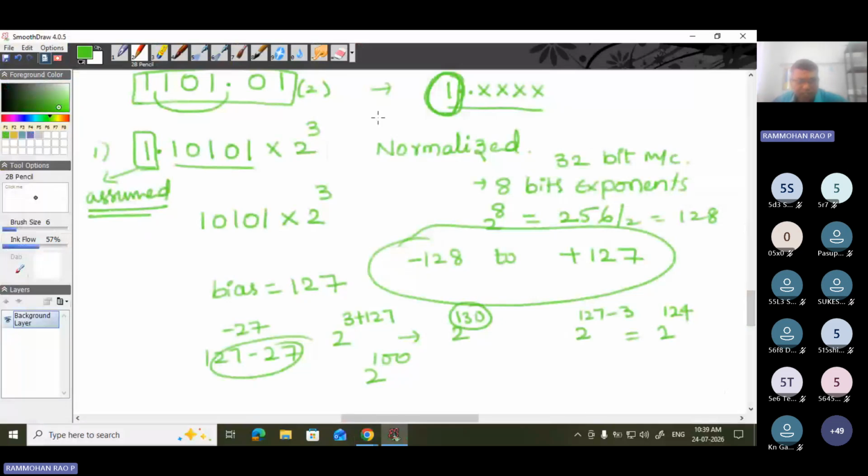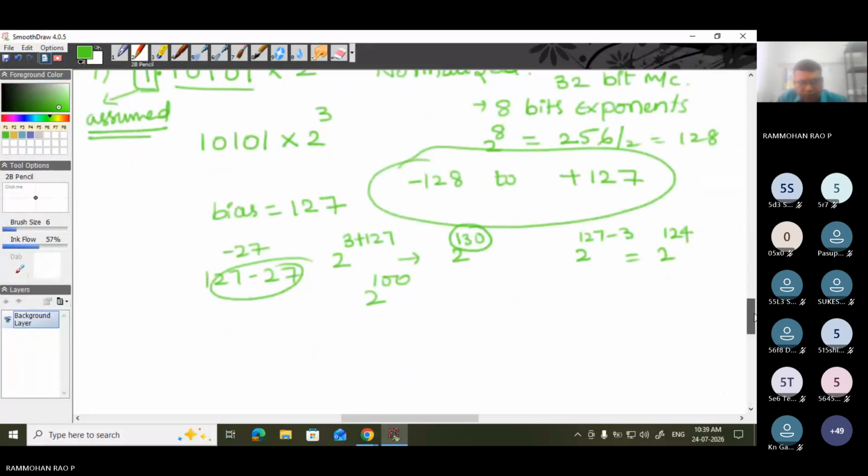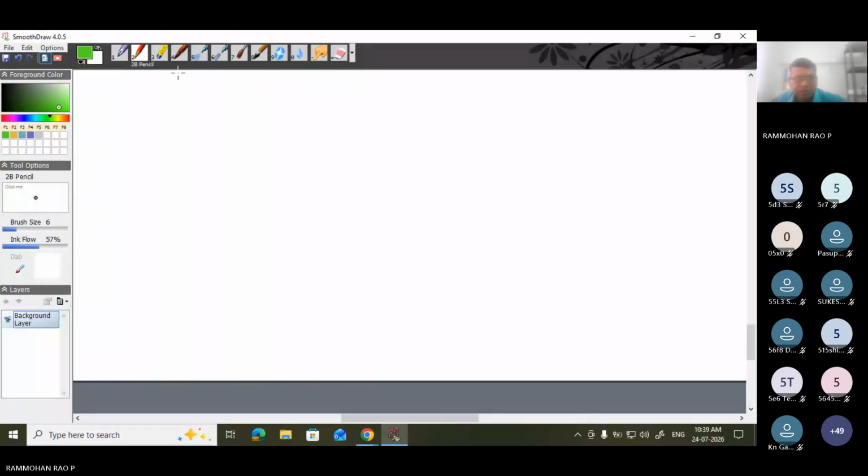So what is the fraction part? 10101, right? So 10101 into 2 power 3. This is our floating point representation of the number. The 1 point, that one we are assuming. Inside a computer, that one is not stored separately every time. It is always assumed. Whatever mantissa is there, I will assume it is 1 point so and so mantissa. So that 1.1 is already assumed. So this is my mantissa.